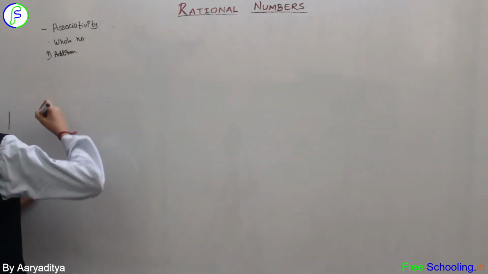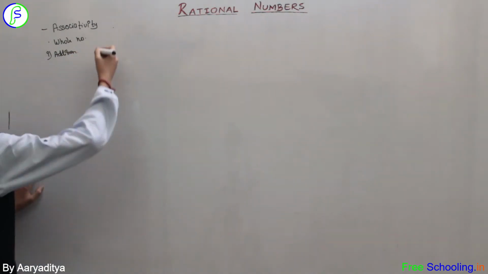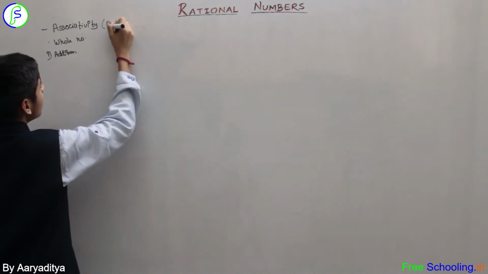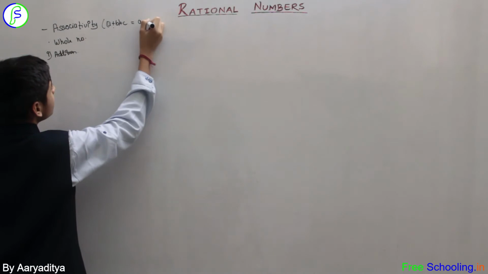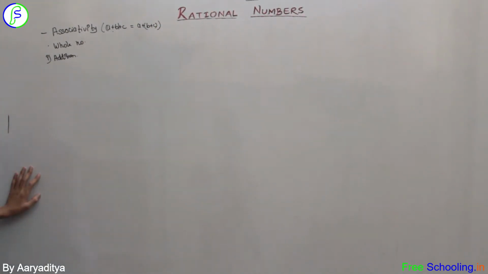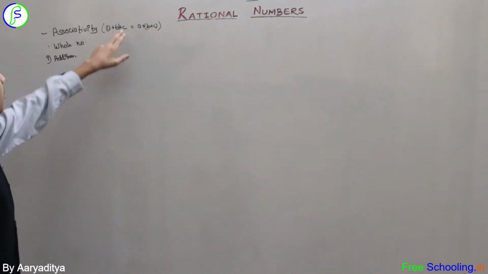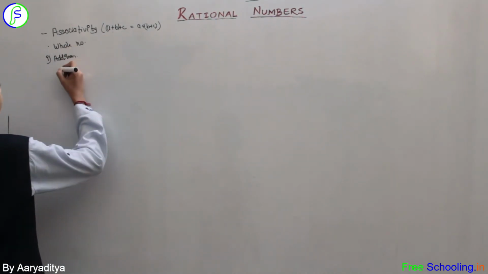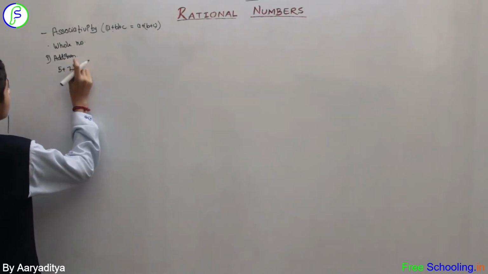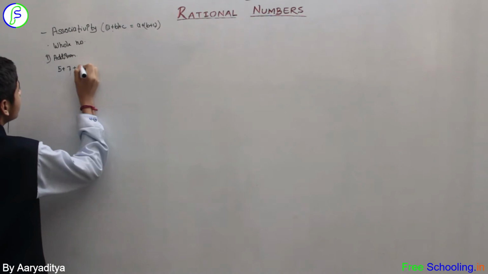Okay, so for associativity it needs to be verified that (a plus b) plus c, hope you are able to understand, is equal to a plus (b plus c), like this. So we just need to verify this one, and we're done. For the addition, let me take 5 plus 7 plus 8.